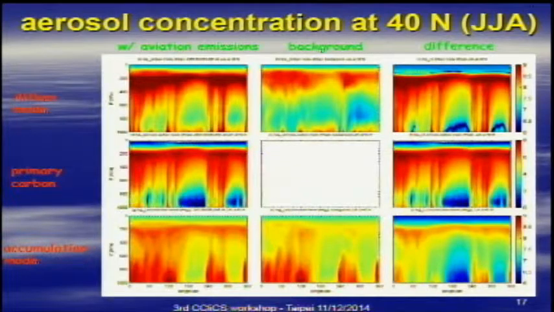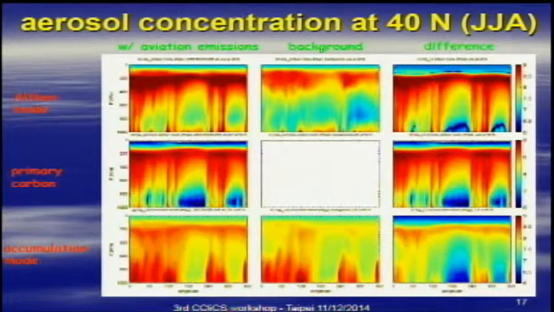Both the Aitken mode and primary carbon mode can be coagulated to the accumulation mode, which is the most effective in serving as ice nuclei. I'll just look at this, the background accumulation mode. This is at 40 degrees north. So this part is basically Europe, then Asia. This is North Pacific, North America, and North Atlantic. And so you see over these two ocean gyres, the aerosol concentration is less, which is to be understood.